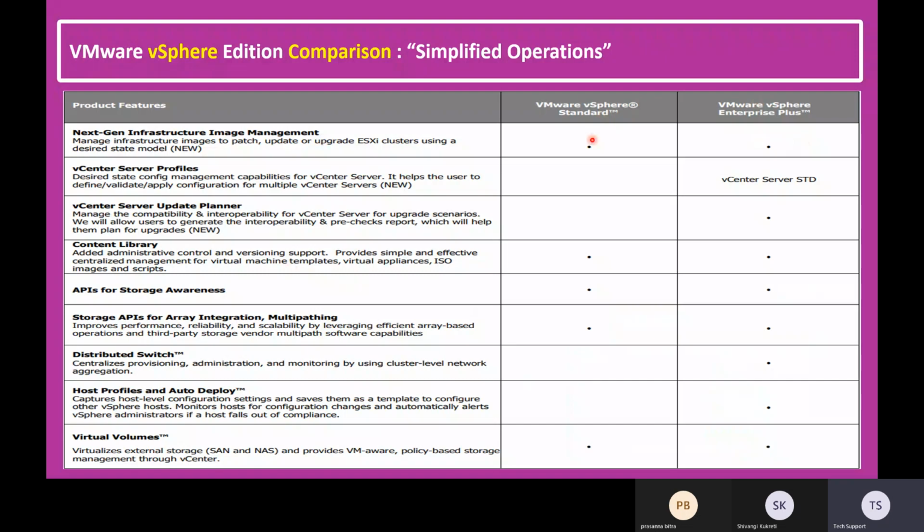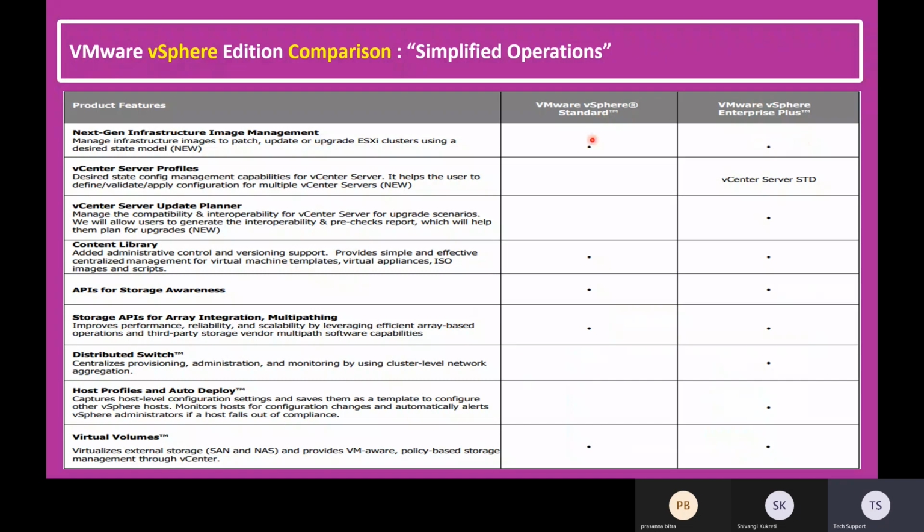Update Planner also, it's useful if you want to upgrade your vCenter from 6 series to 7 series, or 7 series to any of the latest versions. During that scenario, if you want the Update Planner feature, this feature is available only in Enterprise Plus. It's not available in Standard.